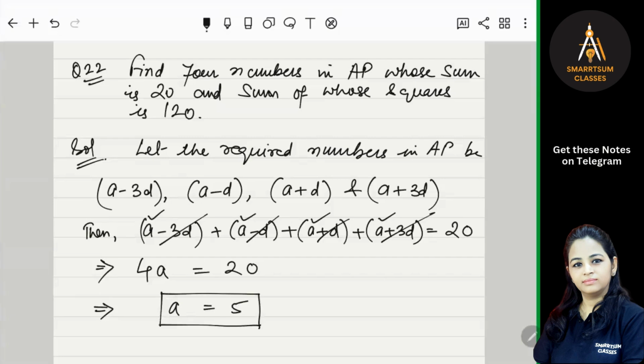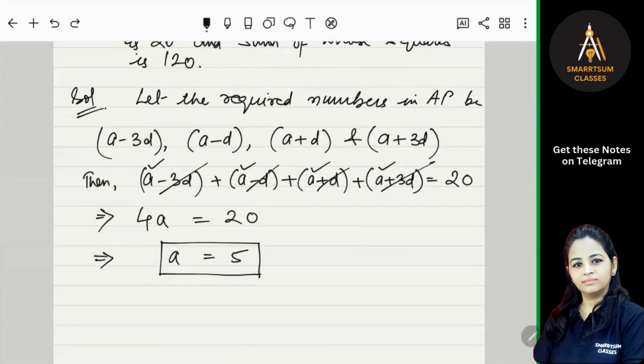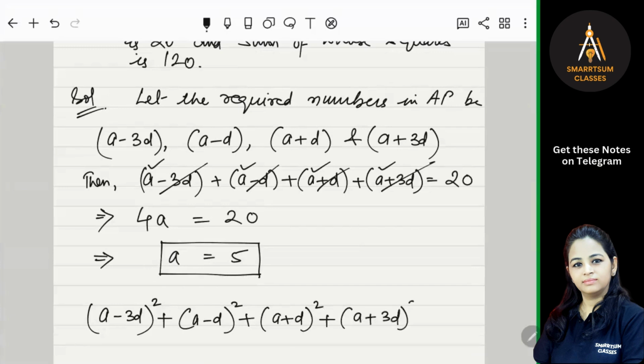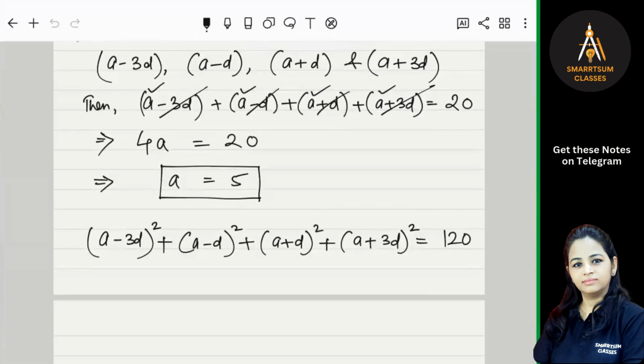Now, another condition which is given is that the sum of their squares is 120. So now form the equation according to this. Sum of their squares means a minus 3d whole square plus a minus d whole square plus a plus d whole square plus a plus 3d whole square, and this is equal to 120. Is that clear? Everybody getting this? Yes or no?